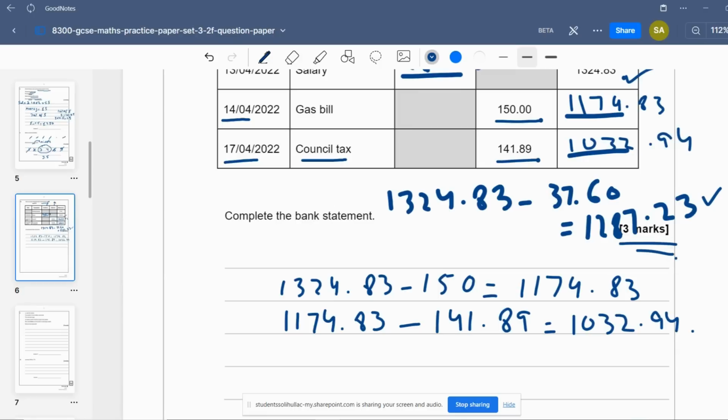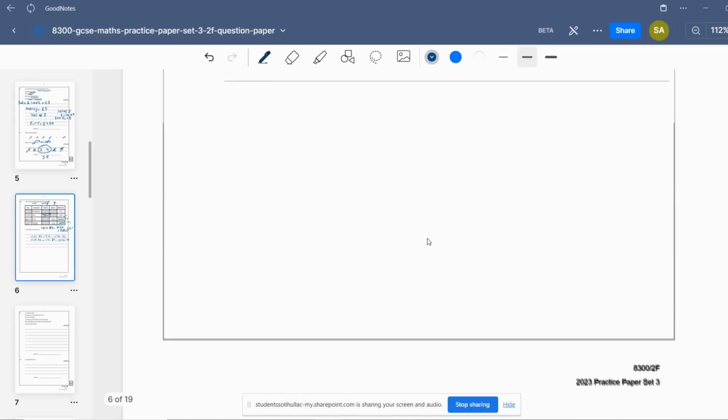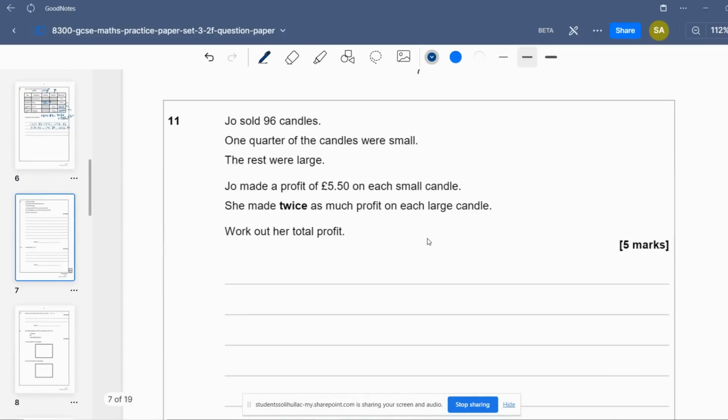It's a 3 marks calculation, and you see we have solved this question in 3 different calculations. So it's very important to keep in check how many marks the question is worth, and that many calculations we need to show to the examiner to get full marks in every question. All right, let's move on to the next question.